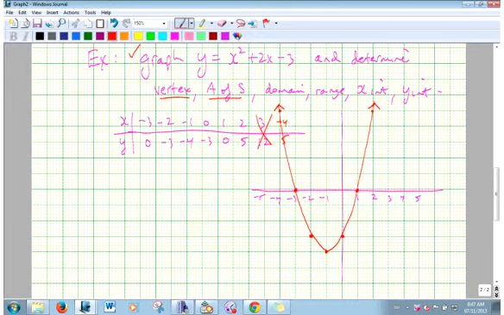What are the x values of this graph? All of them. All real numbers. Every x value you could possibly think of, this graph will get to. Okay? Range.